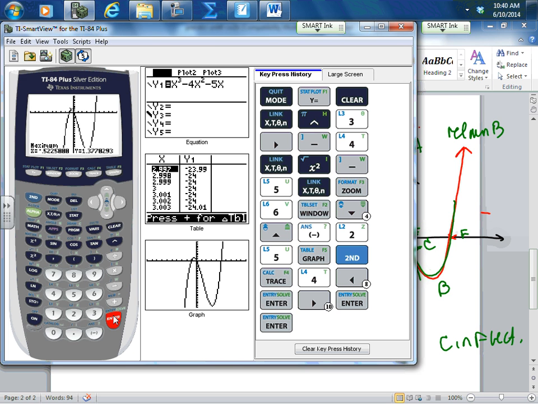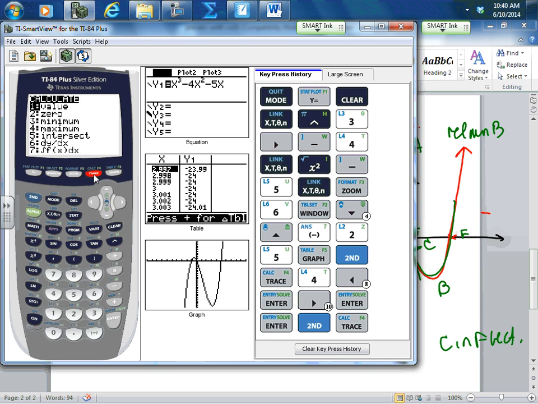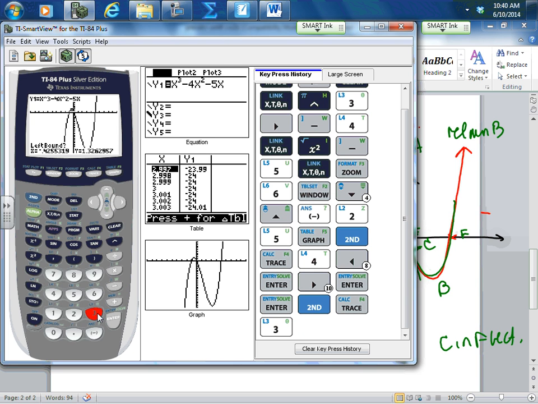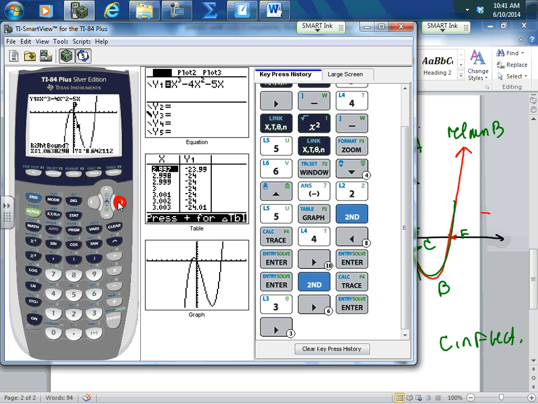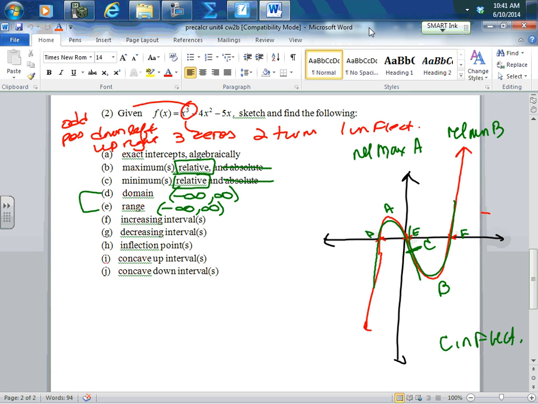Your min, you're going to do the same thing. Second, trace, min. You're going to get your bug anywhere to the left of this turning point down here. Then get your bug anywhere to the right of it. And yes, there's your relative min. You need these to do your increasing, decreasing, to find your inflection points. So we're going to put this on your graph. Up at A, here's my relative max. Here's my relative min.